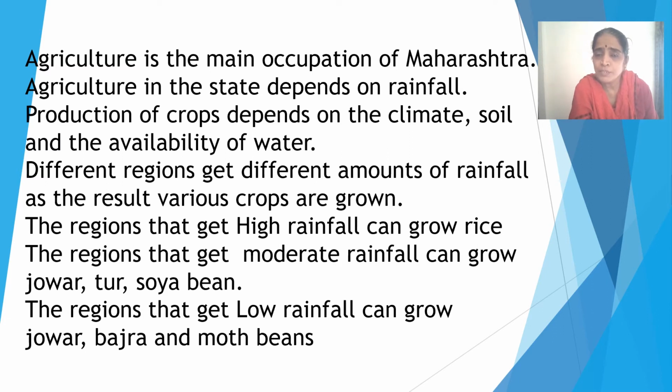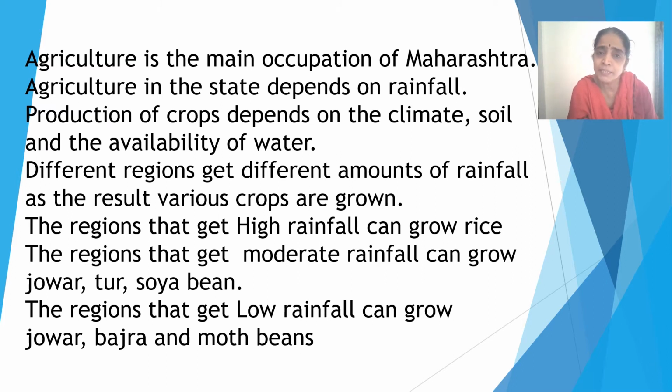The main occupation of Maharashtra is agriculture, that is farming. Farmers always depend on rainfall. They just wait for rainfall. Some wait for the heavy rainfall. Some crops need moderate rainfall and some crops need very less rainfall. And so the production is always depending upon the rainfall.